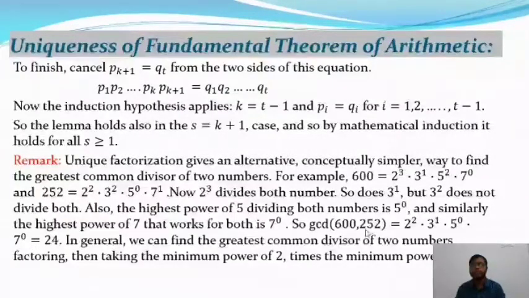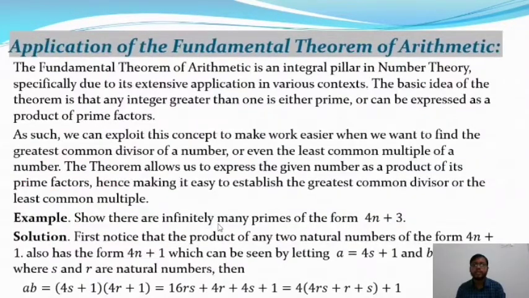So the GCD of 600 and 252 is equal to 2 to the power 2 into 3 to the power 1 into 5 to the power 0 into 7 to the power 0, that means 12. So 12 is the greatest common divisor of 600 and 252. In general, we can find the greatest common divisor of two numbers by factoring, then taking the minimum power of 2 times the minimum power of 3, etc. Now let's move on to the next slide.